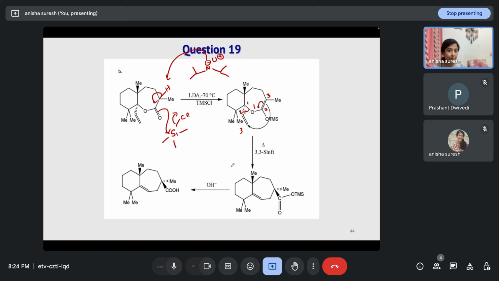This bond will be broken and a new bond will be formed between these two, and if we redraw that we will be getting this structure, and upon workup this OTMS ester will be converted into acid. So this is how the reaction is taking place. Clear? Yes, ma'am. So this is known as Ireland Claisen rearrangement.